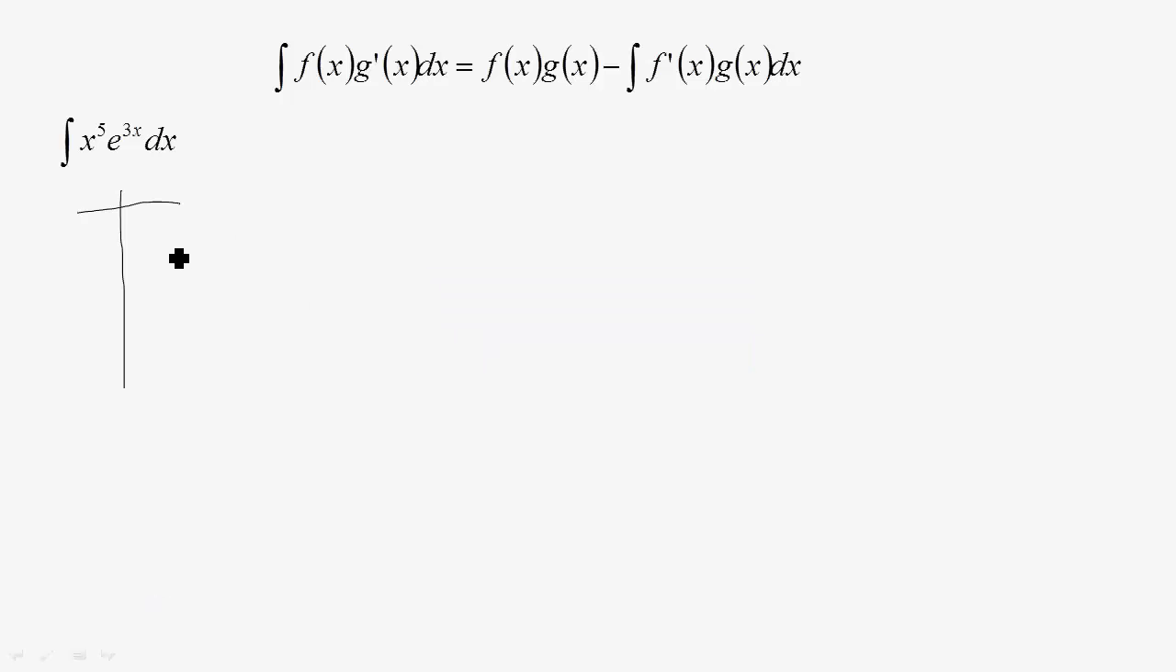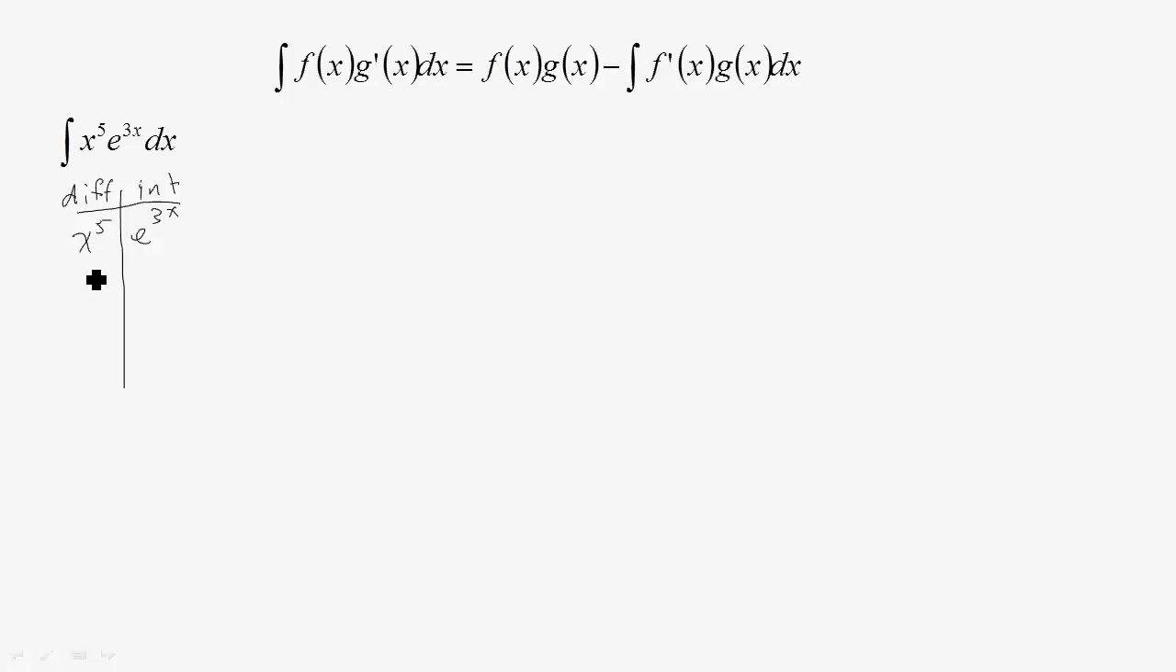Alright, we've got another example of integration by parts. If this is going to work, I need to differentiate part and integrate part. And I choose to differentiate the x to the fifth because that gets simple, and it's easy to integrate or differentiate e to the 3x. So I'll just put it over here.